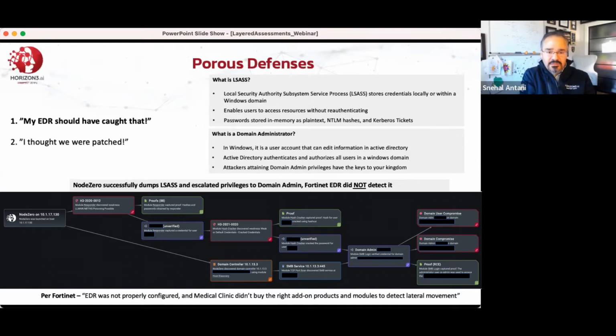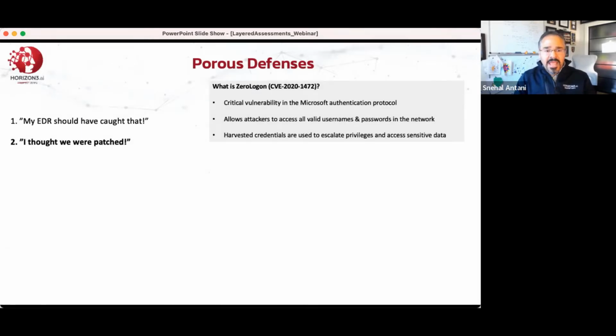The second story that I'll tell you is, hey, I thought we were patched. And the background here is the Zerologon vulnerability. So Zerologon was a critical vulnerability found in 2020 within the authentication protocol for Microsoft and how they authenticate you within their environment. Zerologon enables attackers to access all of the valid usernames and passwords in the network. So this is an absolute big deal.